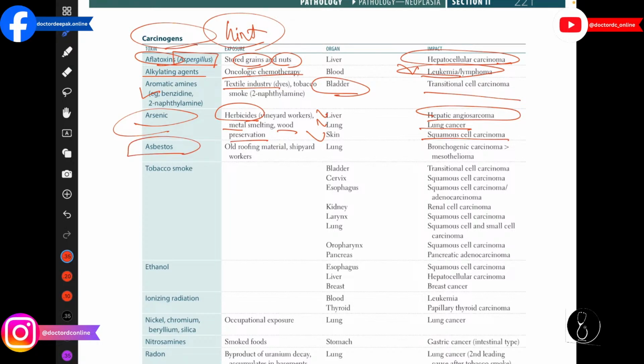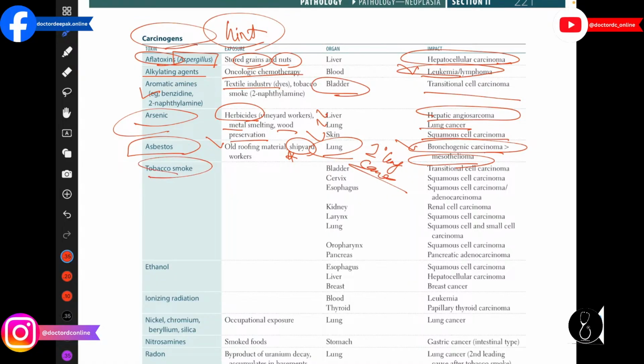Asbestos is mostly found in roofing material, and shipyard workers is the important point. It is exposure in shipyard workers, and it mostly causes lung bronchogenic carcinoma and mesothelioma, but most commonly asbestos is causing bronchogenic carcinoma, that is primary lung cancer.